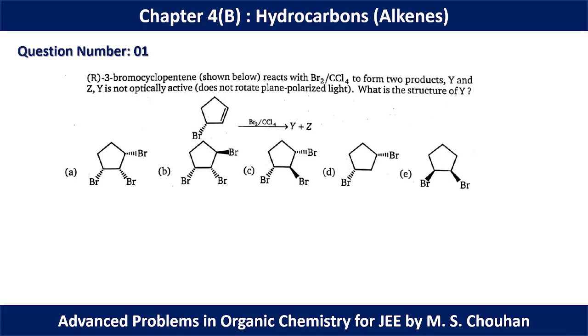In question number 1, R-3-bromocyclopentene is shown below. So this is the structure of R-3-bromocyclopentene, which reacts with Br2/CCl4. Br2/CCl4 is an anti-addition to alkene to form two products Y and Z. Y is not optically active, so Y is optically inactive. What is the structure of Y?